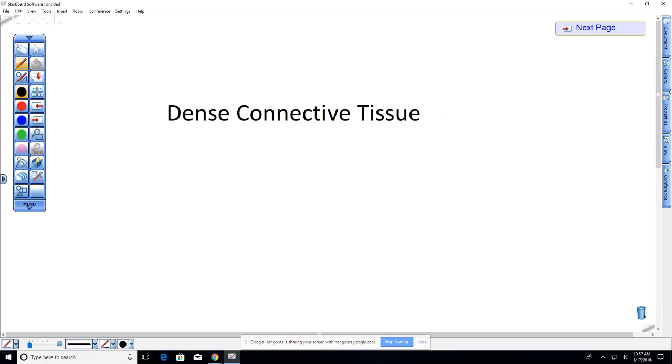Okay, so dense connective tissue includes tendons and ligaments. These tend to be white in color. Why? What is white that makes them white?